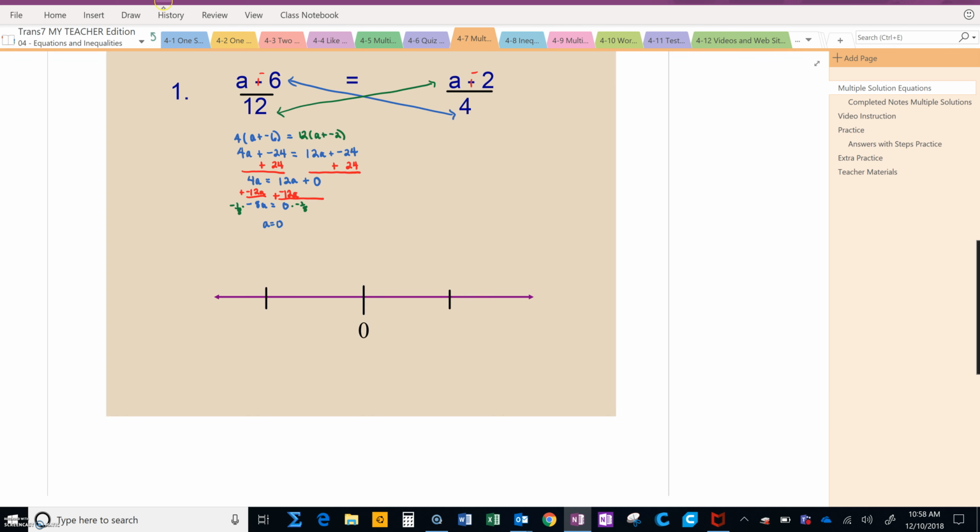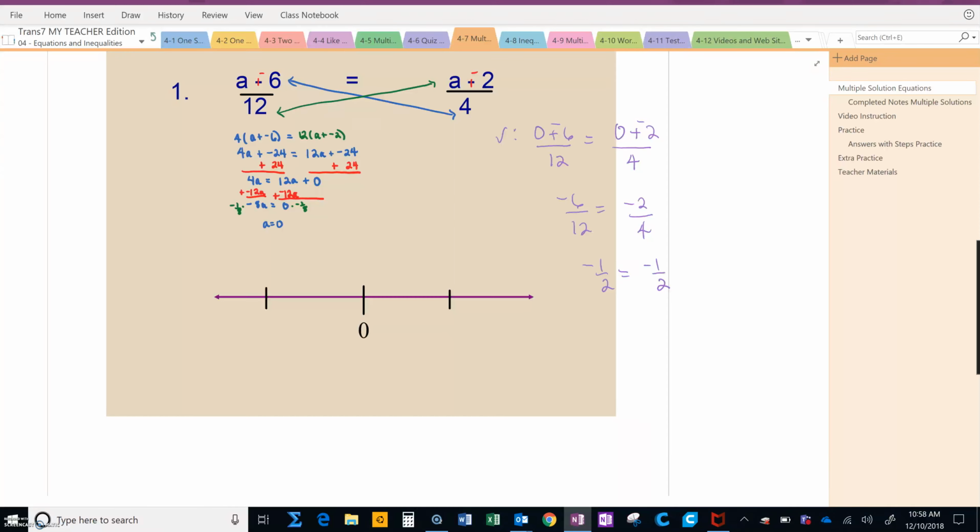And let's do a check step real quick. So with my check step, I'm going to put 0 in the place of a, so I get 0 minus 6 over 12 equals 0 minus 2 over 4. So that's going to give me negative 6/12 equals negative 2/4, which is negative 1/2 equaling negative 1/2. So sure enough, 0 is the solution to this equation. That's the number that makes this a true statement. It makes it true that a plus negative 6 over 12 is equal to a plus negative 2 over 4. So a equals 0.